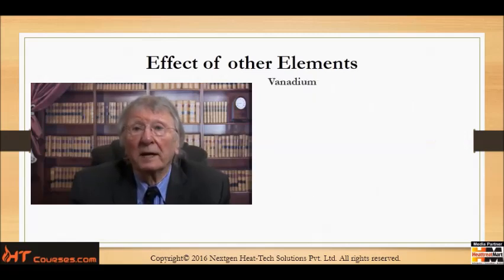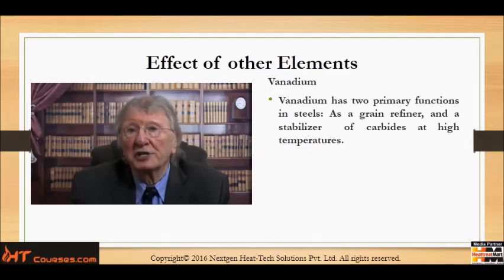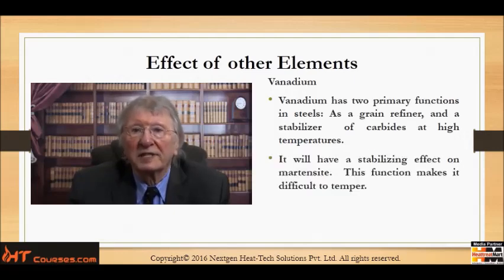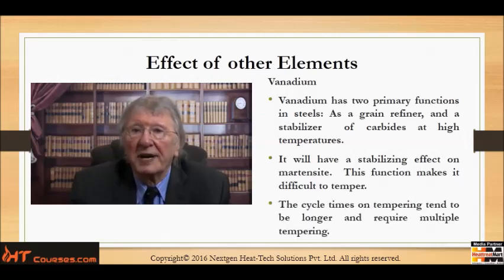Vanadium. Vanadium has two primary functions in steels. The first one as a grain refiner and the second as a stabilizer of carbides at high operating temperatures. It will also have a stabilizing effect on the martensite formation. This function makes it very difficult for the steel to be tempered, but it can be tempered. The cycle times on tempering tend to be longer and require multiple tempers.